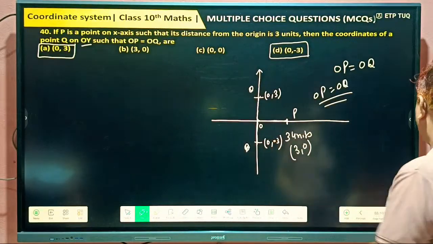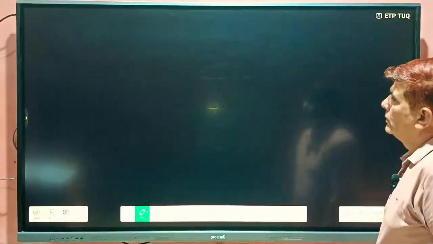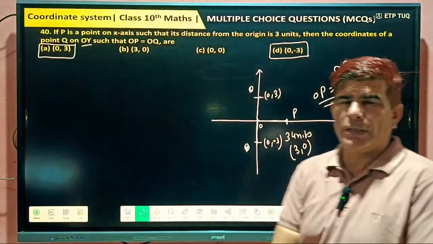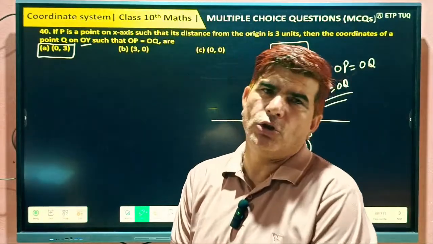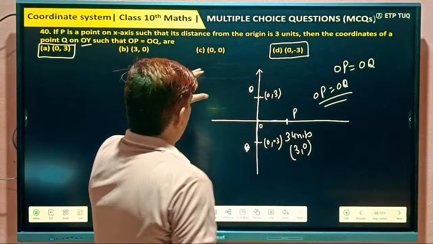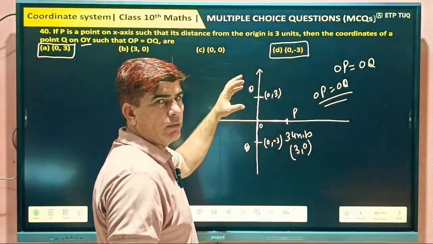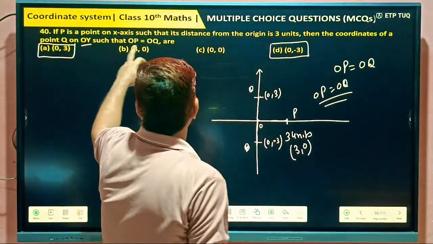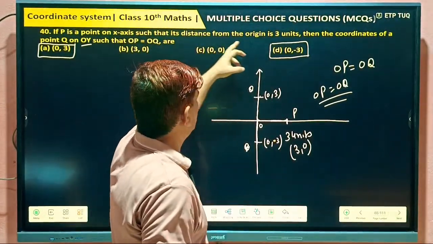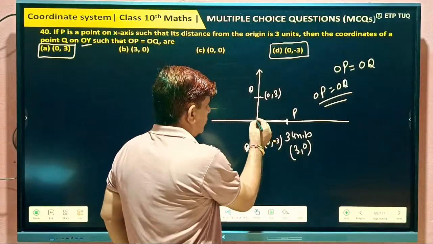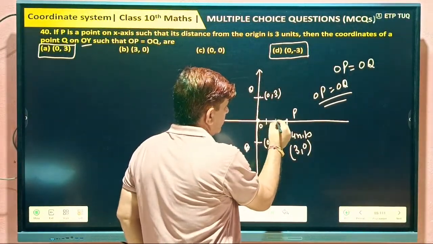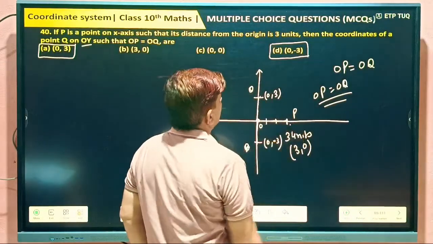Understood? So this is all about this. I told you by applying different methods. If you don't understand this question, I want to repeat it once again. If P is a point on the x-axis, such that its distance from the origin is 3 units. So this is the origin. Its distance is 3 units, like this: 1, 2, and this is 3.